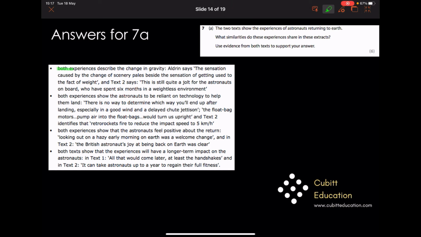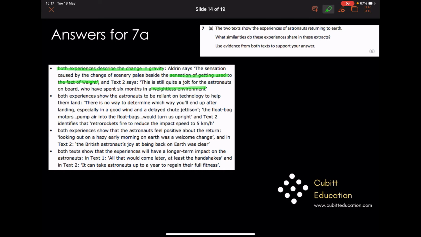Both experiences describe the change in gravity. Aldrin says the sensation caused by the change of scenery pales beside the sensation of getting used to the fact of weight. Again, if you didn't want to write all of that, you could just write "sensation of getting used to the fact of weight." It still makes your point. You don't need to write that entire sentence. It's quite a lot. And text 2 says "this is still quite a jolt for the astronauts on board who have spent 6 months in a weightless environment." So you can see how they are very similar there.